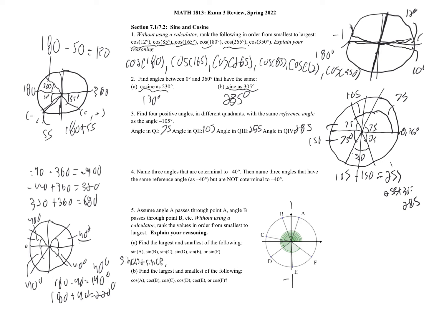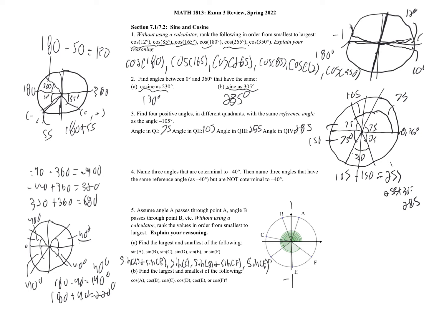Then if we go down and look for the next one, it would be sine of C, so that would be the next largest. And then next would be sine of D and F, which look to be the same, so they'd both be the next largest. And the closest to negative 1 is sine of E, so that would be the smallest.